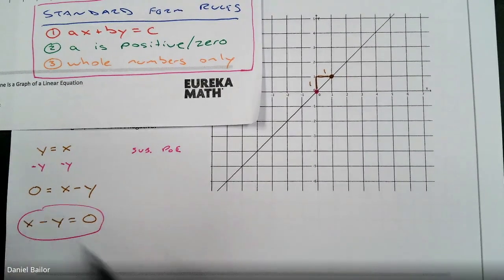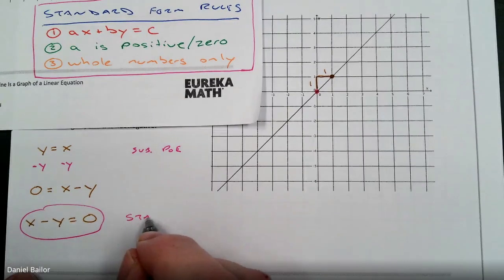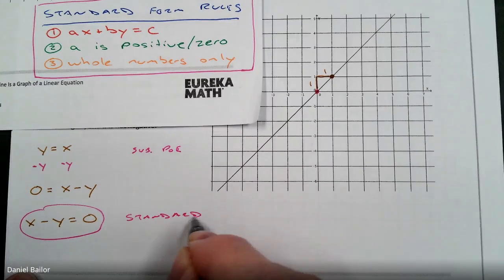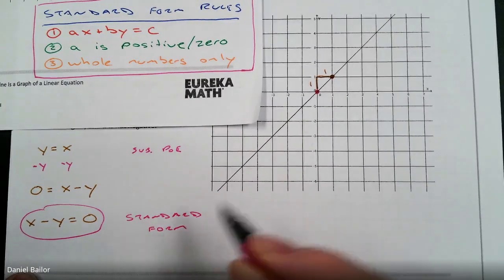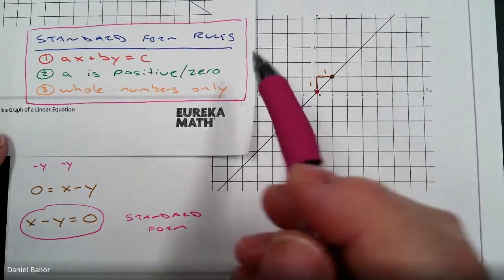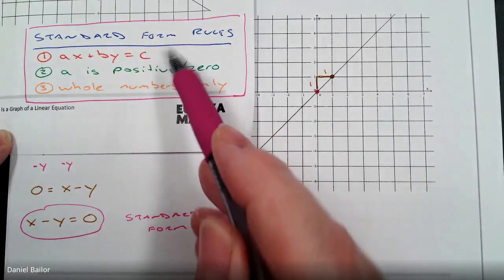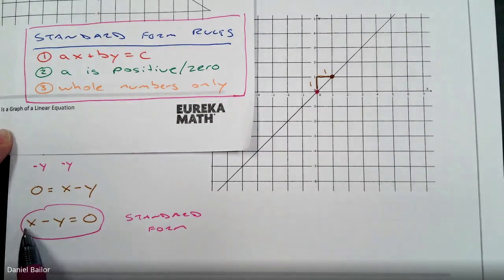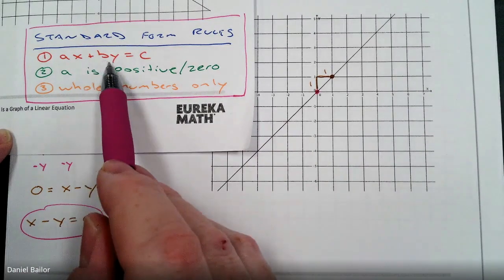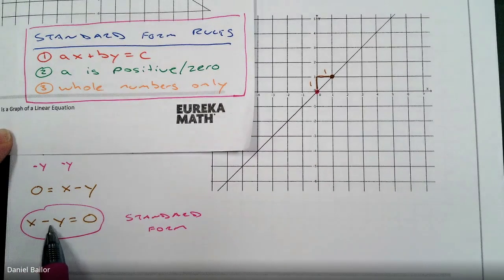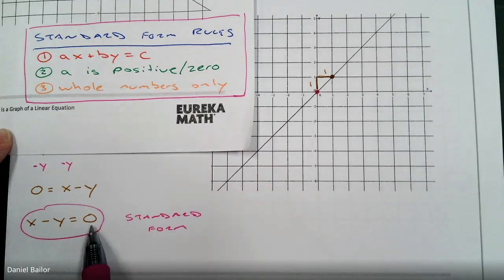Let's check it real quick. I'm going to tell you that's standard form, but we all know I can make mistakes, so let's check it. Do we get ax plus by equals c? Well, ax, a is 1, x is x, by, b is negative 1, y is y, and c is 0.